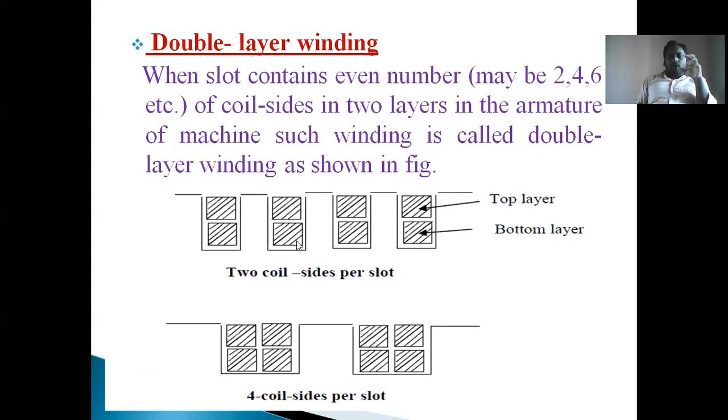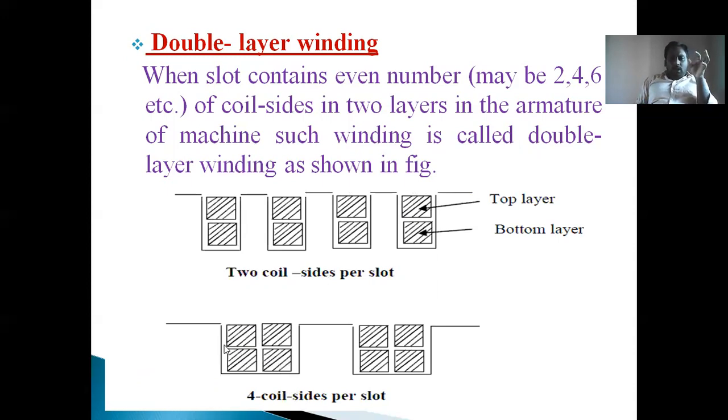It is 2 coil sides per slot. These 2 coil sides per slot. That's why, what happened here? Here 2 coil sides in double layers. That's why it is called double layer winding. One more thing: 4 coil sides are there. 1 coil side, 2 coil sides, 3 coil sides, 4 coil sides.